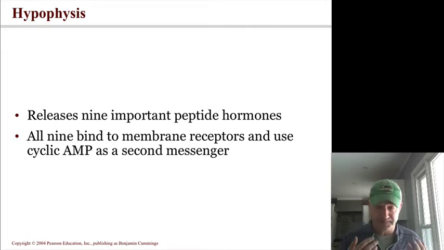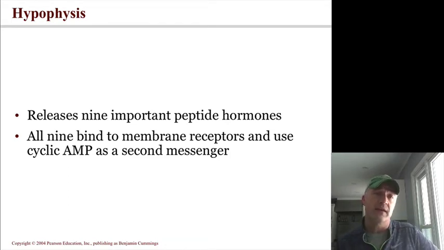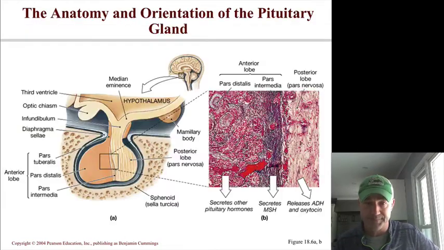These are all going to act through second messenger systems to have their action at their target cells. Some of them are going to act indirectly on target cells. Other ones are what we refer to as tropic hormones. And I believe that I have that on another slide, but a tropic hormone is an endocrine hormone that acts on another endocrine gland to cause it to release a hormone.